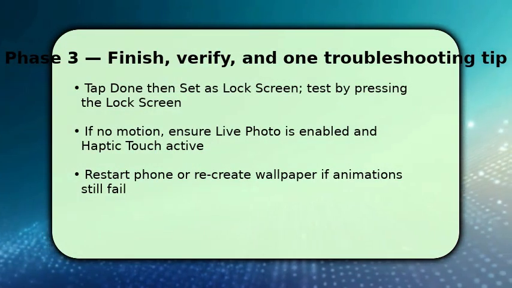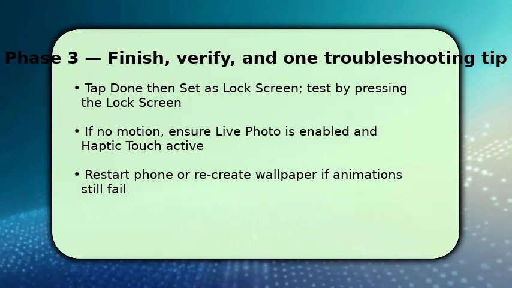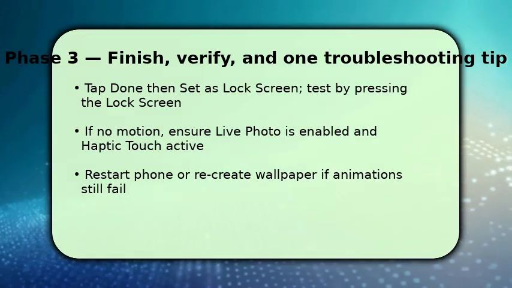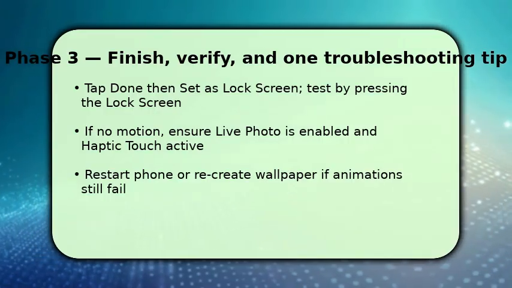Finish by tapping Done and choosing Set as Lock Screen, then test the effect with a firm press or long press on the lock screen. If the motion doesn't play, make sure the image is a live photo and that live photo playback and haptic touch are enabled in accessibility.